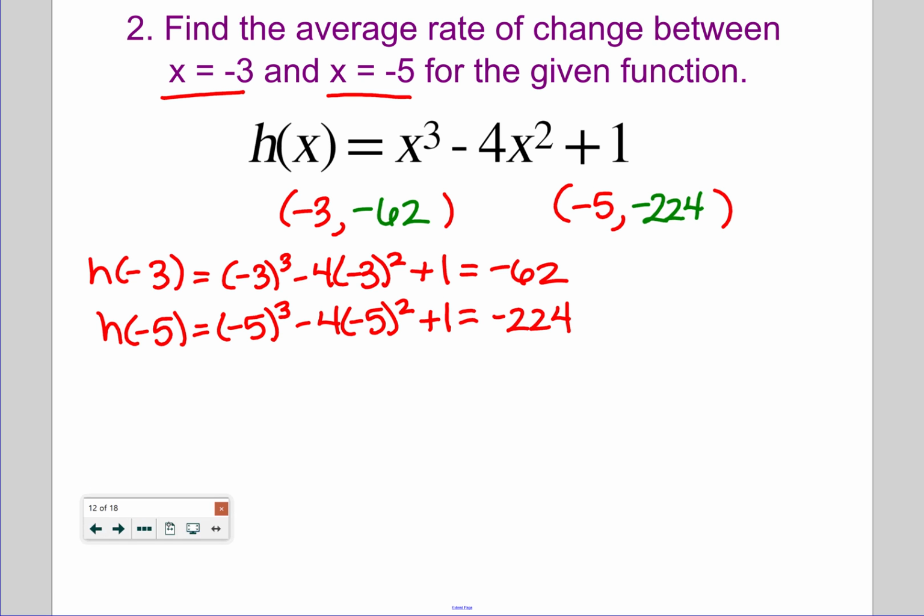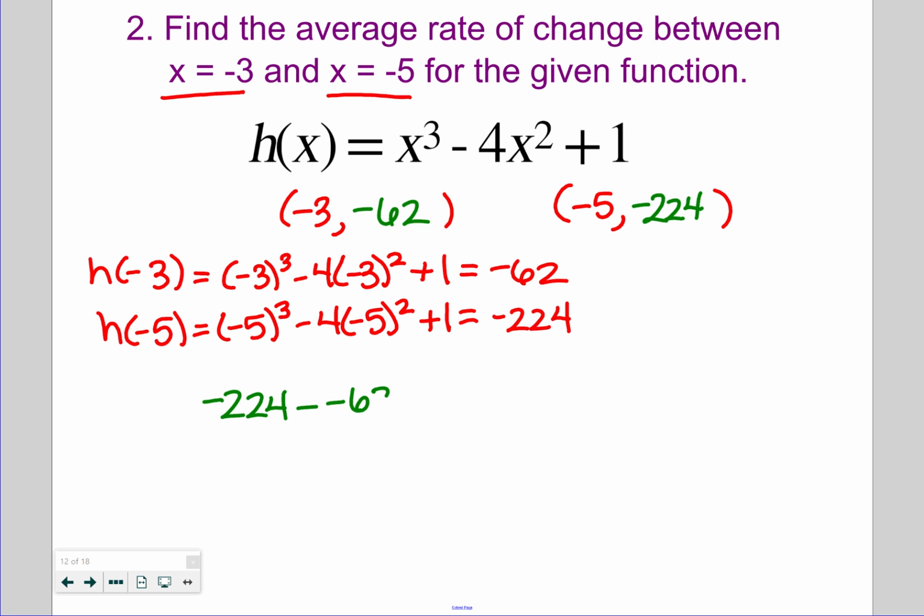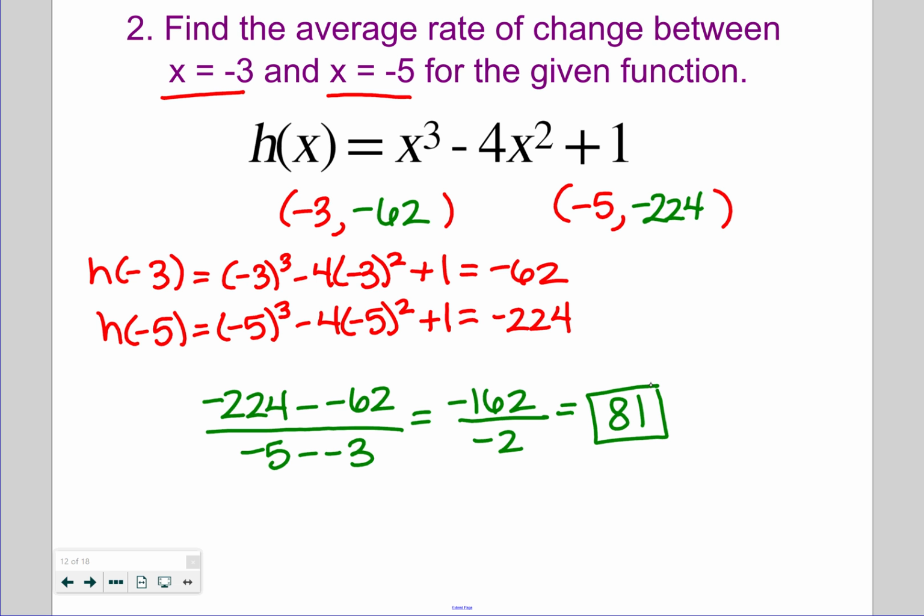From here, rate of change is just going to be my slope formula. So y minus y over x minus x. So -224 plus 62 on top is going to give me -162. In the denominator, -5 plus 3 will give me -2. And then if I divide, I'm going to get a positive 81 as my average rate of change.